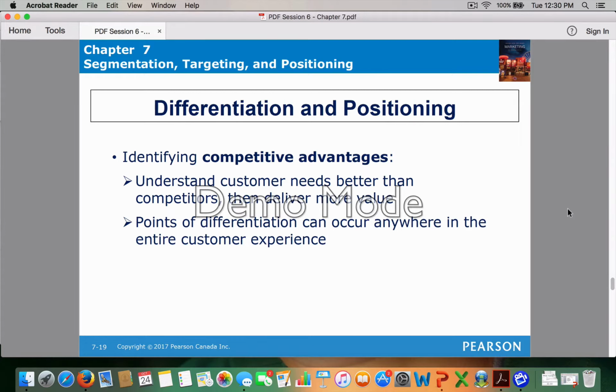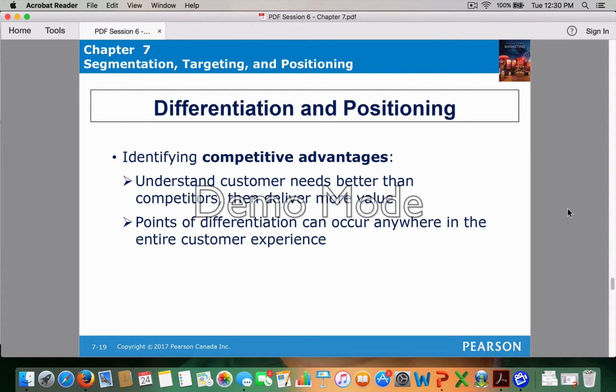Identifying your competitive advantages, understanding customers' needs better than your competitors and delivering more value, figuring out what it is that your customers really want. What do they really value in products in your product category, and then delivering better value than your competitors do.